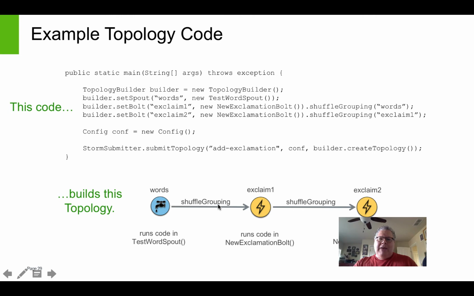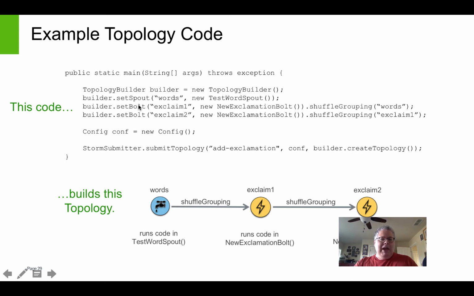And then since we have options about how things get distributed, when we have parallelism, let's go ahead and in our little modeling language declare what kind of stream grouping we're going to use. So we're going to build this very simple, straightforward, words go to exclaim one goes to exclaim two kind of topology. What can we do?